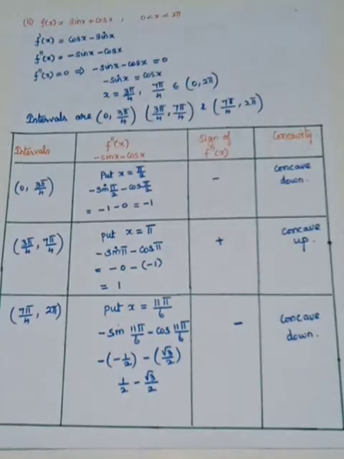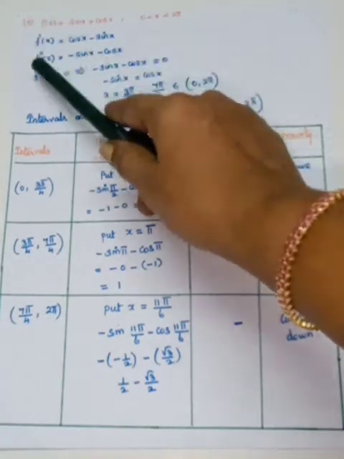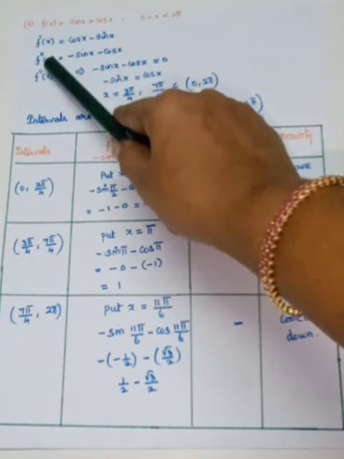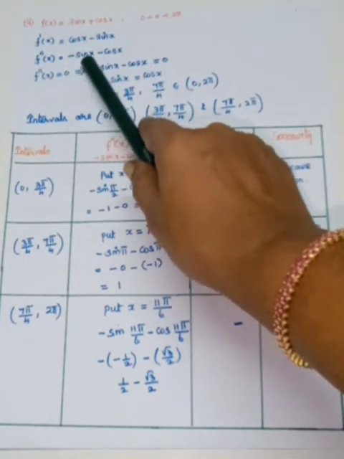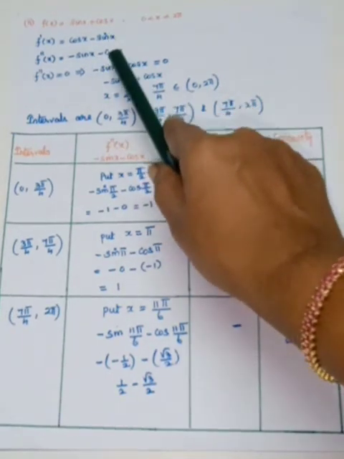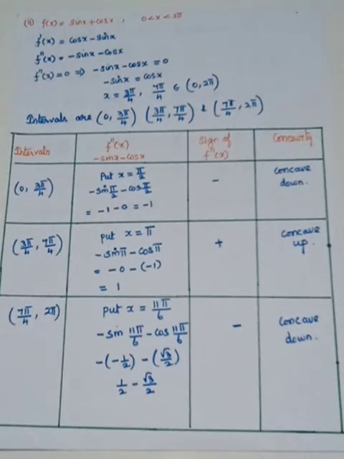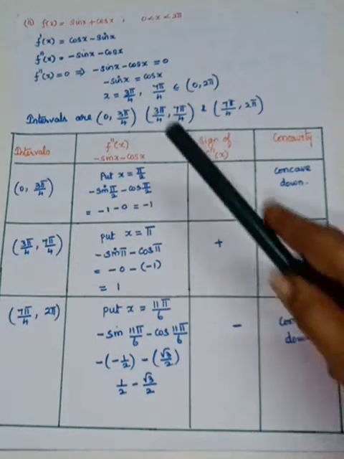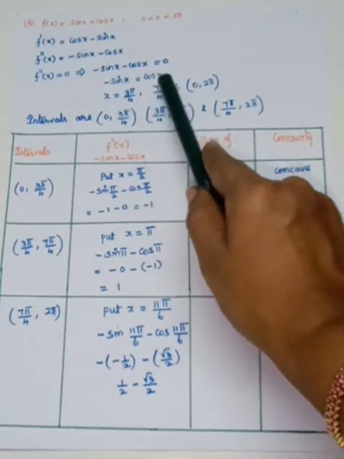Second step, you have to go for the second derivative. So you differentiate f dash of x with respect to x again, and that is f double dash of x. Cos x, if you differentiate, is minus sin x. In between you have a minus. Sin x, if you differentiate, is cos x. Third step, you equate f double dash of x equal to 0. So if you equate, you get minus sin x is equal to cos x.